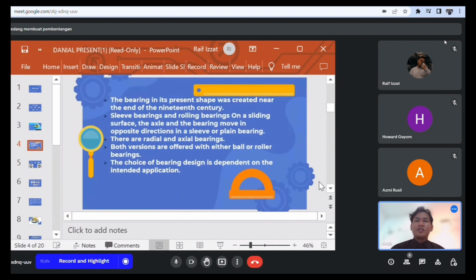Sleeve bearing and rolling bearing on sliding surface. The axle and bearing move in opposite directions in a sleeve or plain bearing. The radial and the axial bearing. There are two types, radial and axial bearing. Both versions offer both ball and roller bearings. The choice of bearing design is dependent on the intended application.